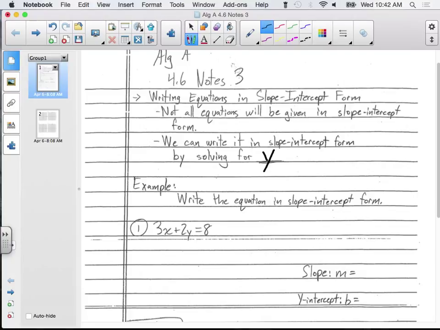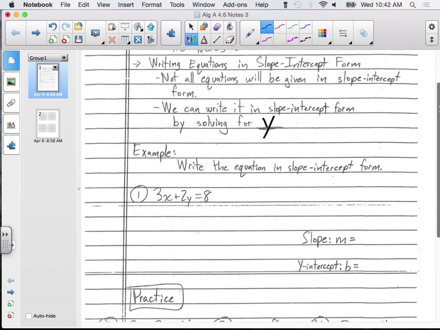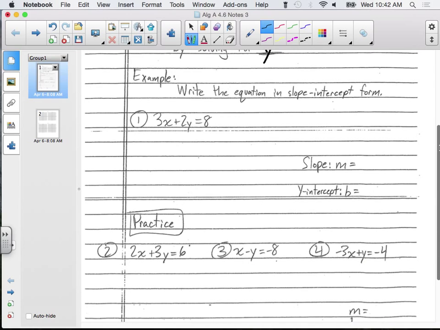Alright, so of these two, which is in slope-intercept form? Top, bottom? Top, because if we can just substitute in values, we have y, 3 would be our m, x, b. This one's not in slope-intercept form, is it? Right. So, next we can move on to our notes.